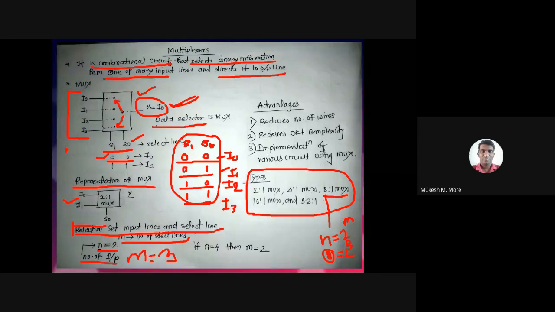The advantages of a multiplexer are that it reduces the number of wires and it reduces the circuit complexity. Your circuit is not as complex, whereas if you use gates then it will be a complex circuit. Then, implementation of various circuits using a mux is possible. So these are the advantages and concepts of the multiplexer.